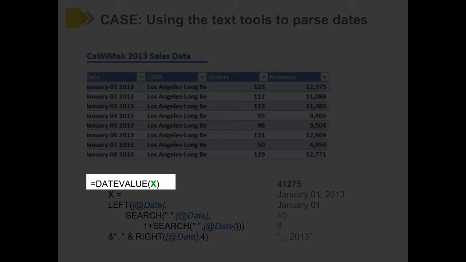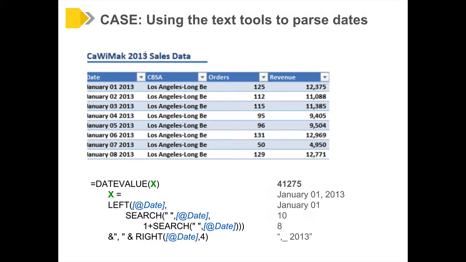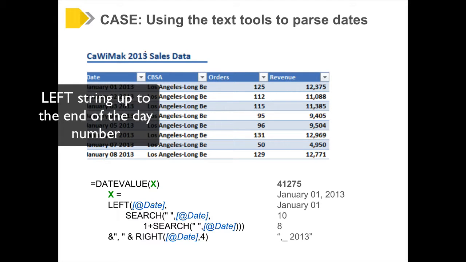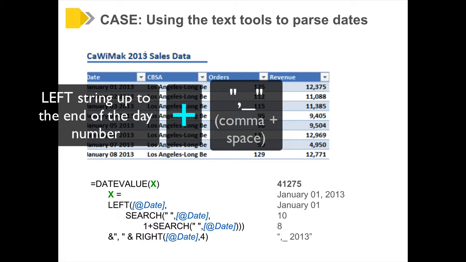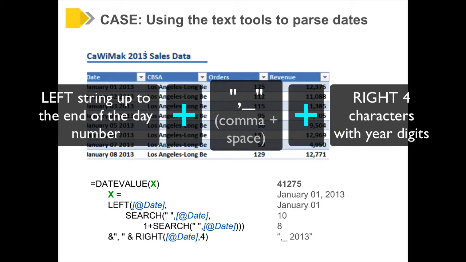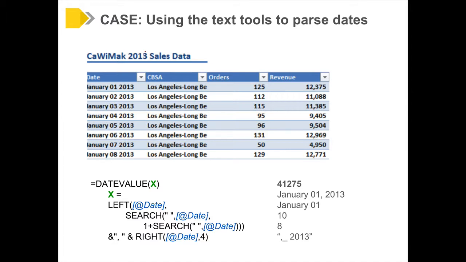The outermost formula will be the date value formula, but the real trick is to correctly format the text string inside. What we'd like to do is combine the left part of the string up to the day number with a comma and a space in the middle, then finish off with the right four characters denoting the year. I'd like you to force yourself to use the search function to achieve this, rather than taking the shortcut. And so, as we discussed verbally, this formula has two parts.